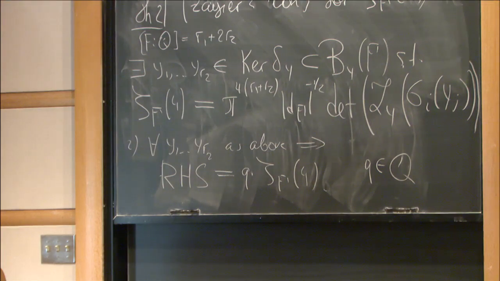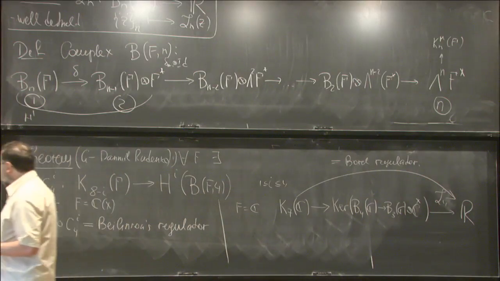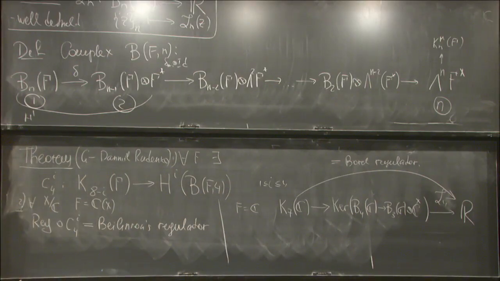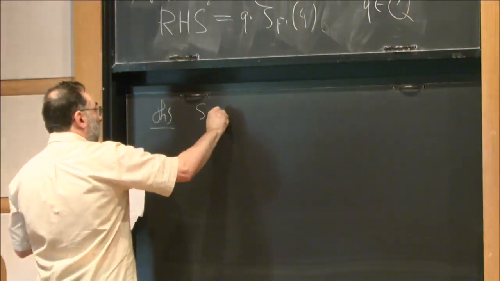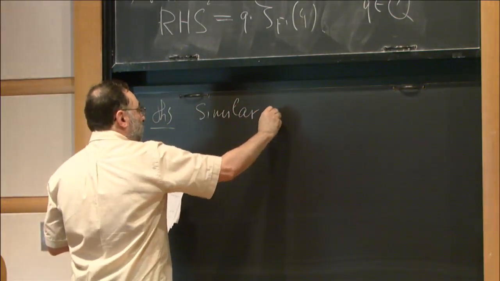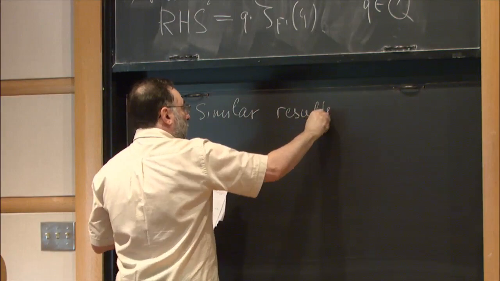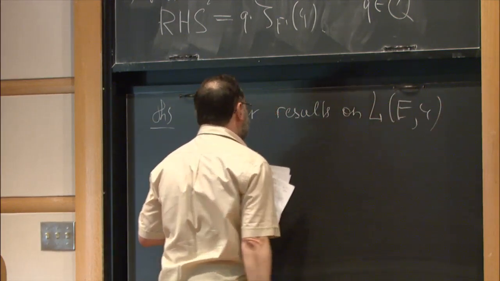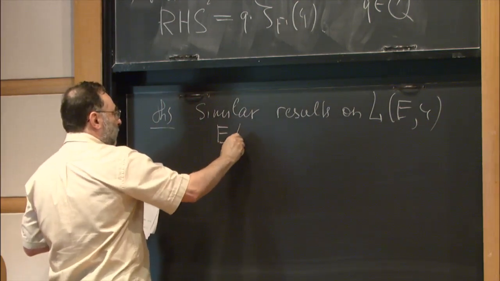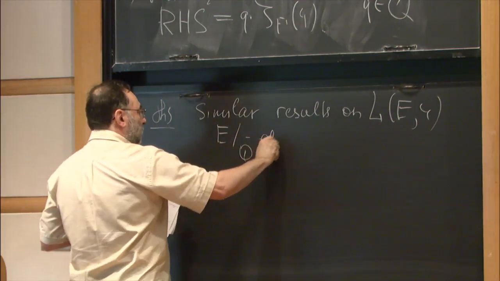That's the surjectivity statement. And since I was talking about these complexes for varieties, there is another, I'm not going to concentrate on this, but there are similar results on the L-function of an elliptic curve at the point 4, where E is an elliptic curve over Q.